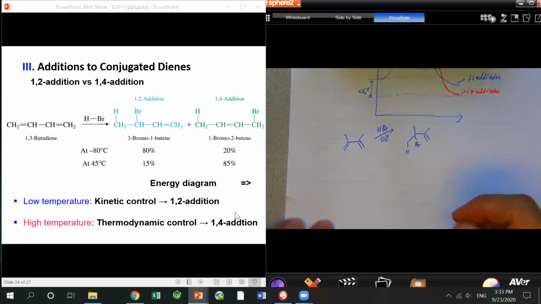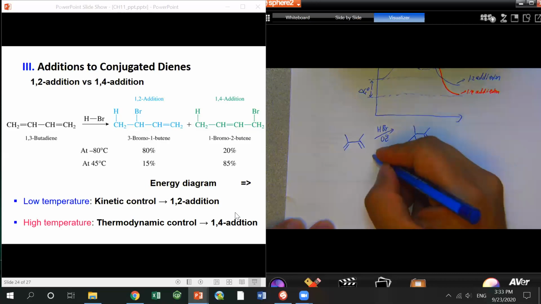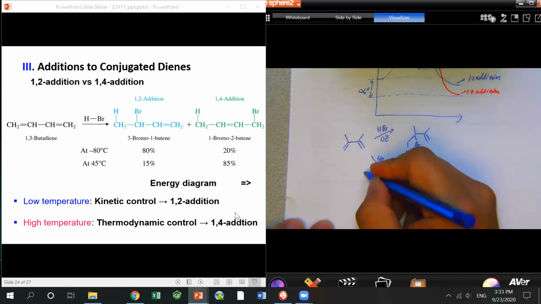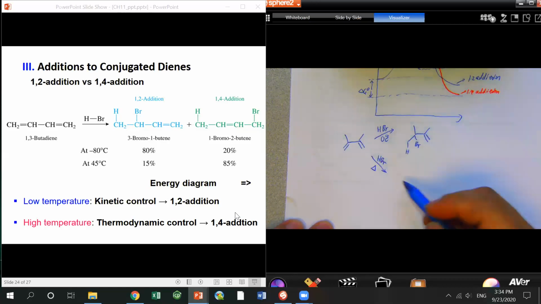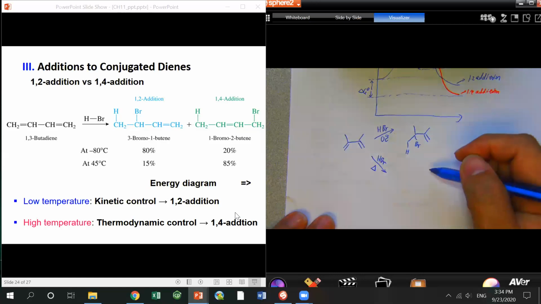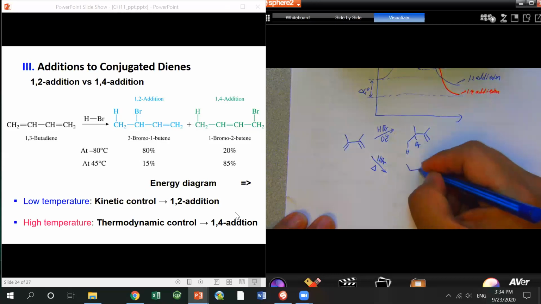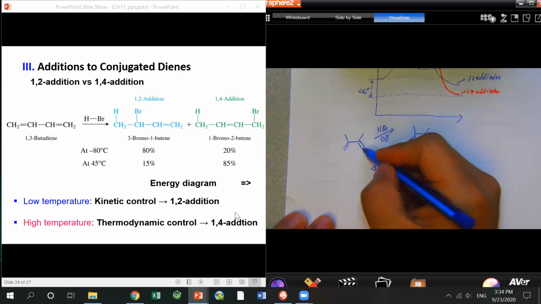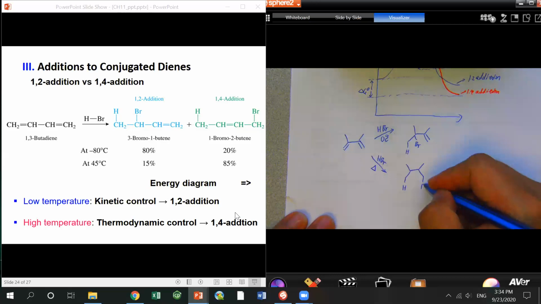But if we do the same reaction at a higher temperature, HBr, this time we just provide a little bit of heat. The triangle means heat. So here we'll do a 1,4-addition. One common mistake with the 1,4-addition: it is just carbon one, and that's carbon four. Carbon one picks up hydrogen and carbon four picks up Br.